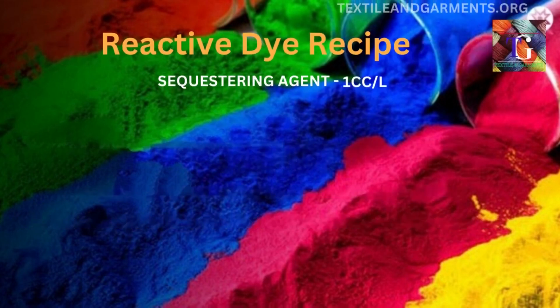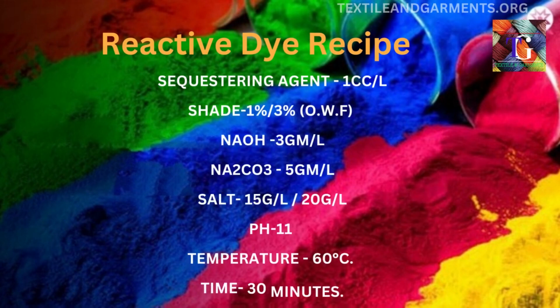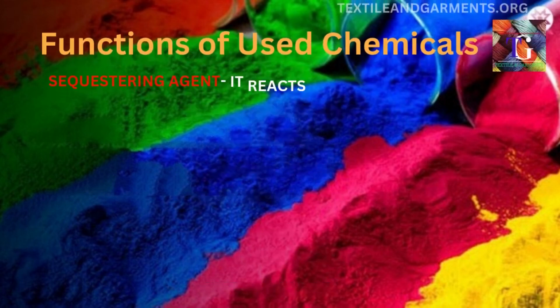Reactive dye recipe. Sequestering agent 1 cc per liter. Shade 1%, 3%, O, W, F. NaOH 3 gm per liter. Na2CO3 5 gm per liter. Salt 15 grams per liter, 20 grams per liter. pH 11. Temperature 60 degrees C. Time 30 minutes.